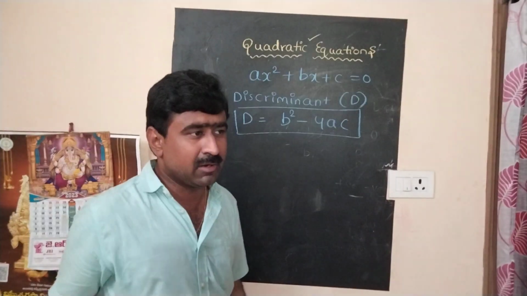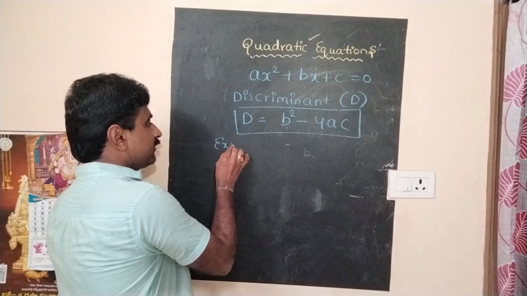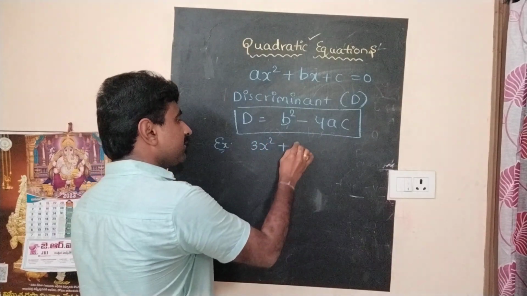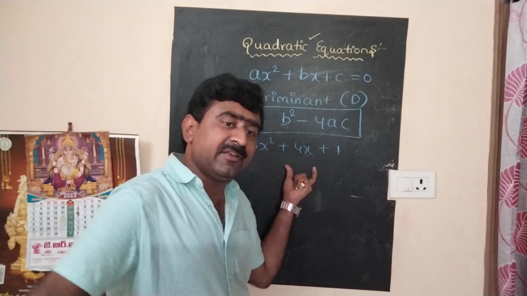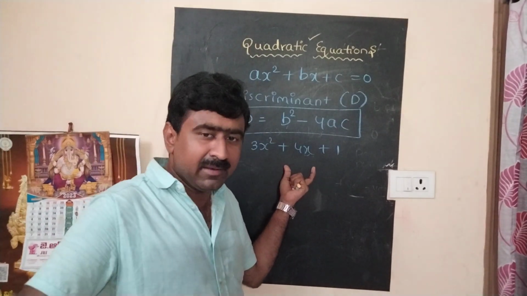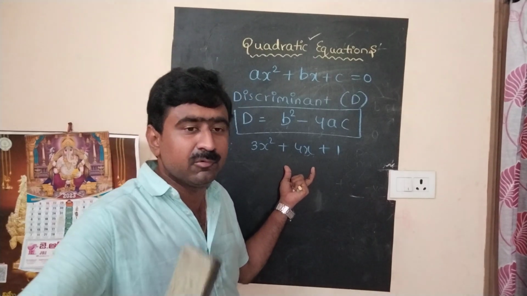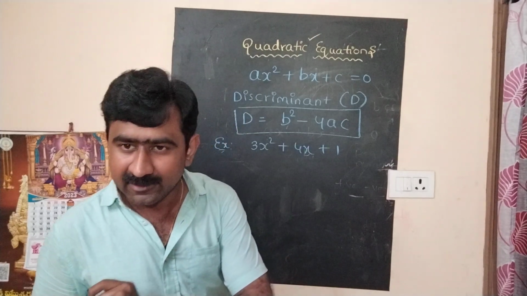Let us take one example. So ఒక ఎగ్జాంపుల్ తీసుకుంటే మీకు అర్థం అవుతుంది. Example I am taking: 3x square plus 4x plus 1. సో దీన్ని మనం quadratic equation కింద assume చేసుకోవచ్చు, because at the beginning as I already told you, a quadratic equation is nothing but the equation whose degree is 2. So you can say that this equation belongs to quadratic equation.